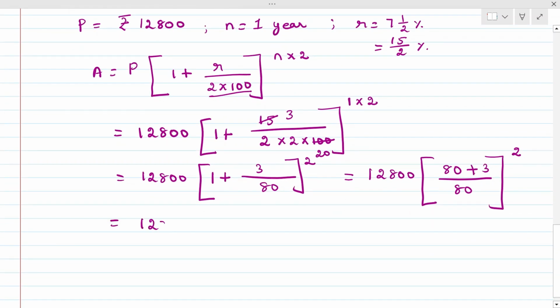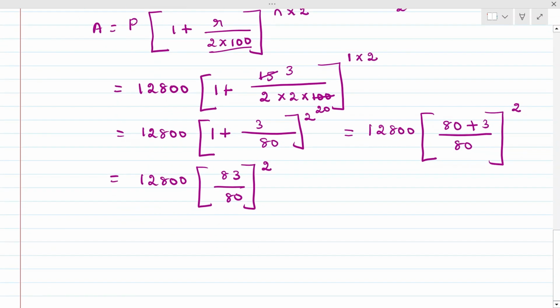So now 12,800 into 83 by 80, the whole square. As usual you know very well that we have to remove this square by writing this number twice and we have to cancel it. So 12,800 into 83 by 80 into 83 by 80. The zeros and all we can cancel here. Then this 8 and 128 can be cancelled and we get 16. And this 8 and this 16 we will get 2.